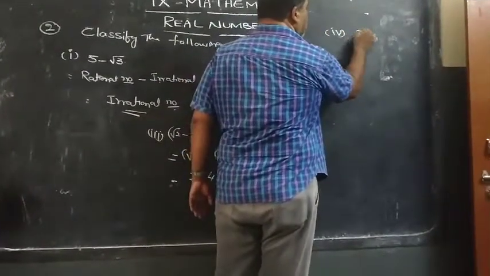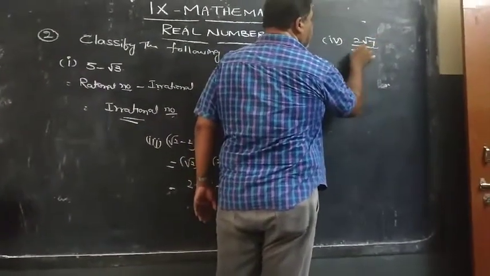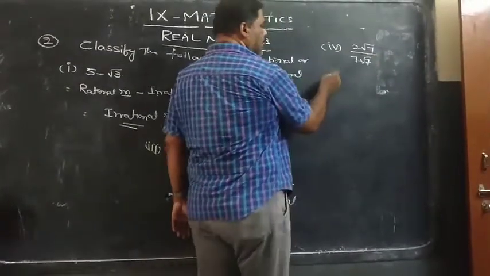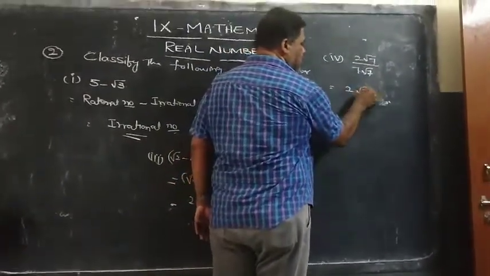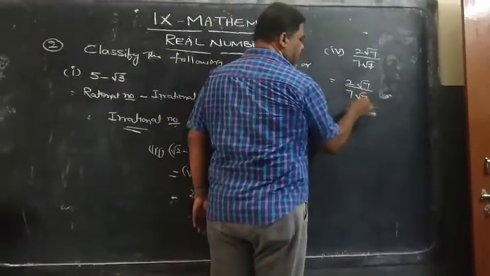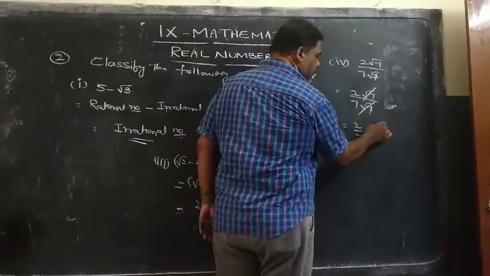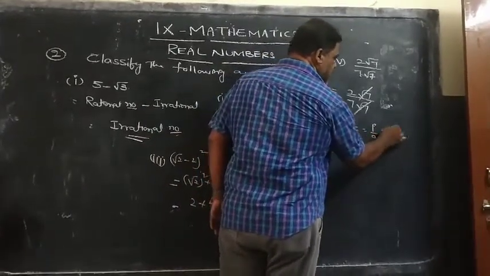Next fourth one, 2 root 7 by 7 root 7. So here in 2 root 7 by 7 root 7, we can cancel root 7. So 2 by 7, it is in p by q form. So it is a rational number.